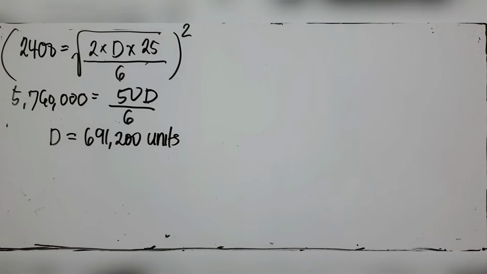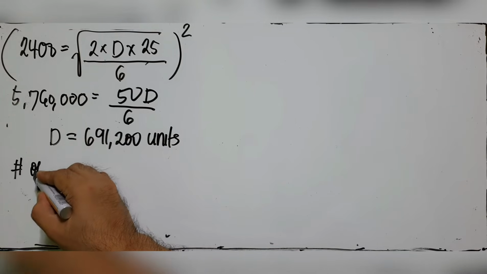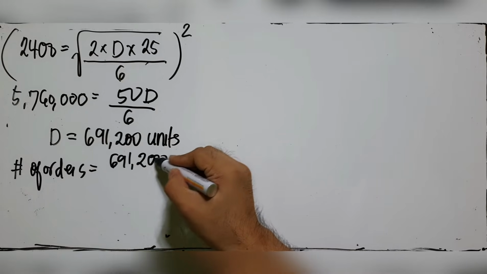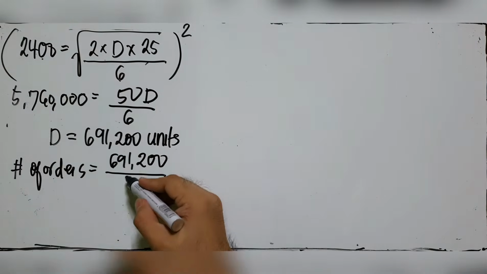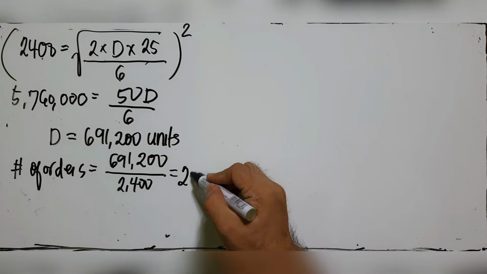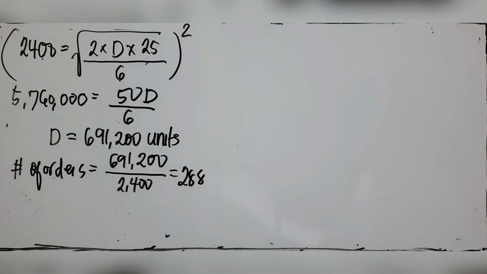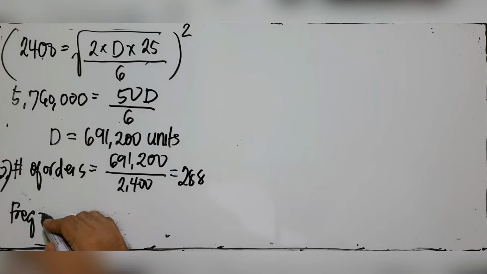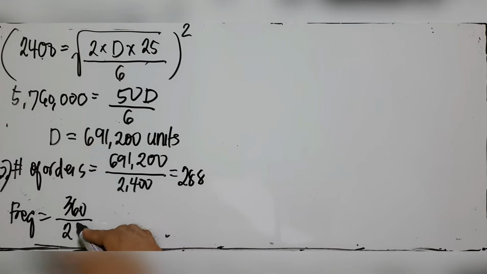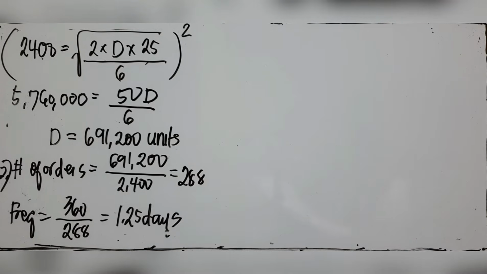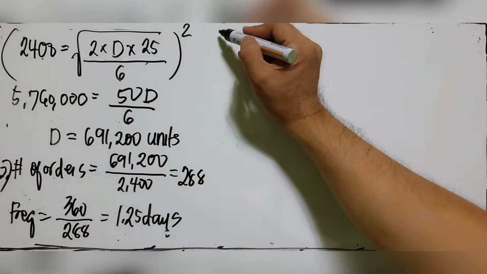Number 2 is frequency of order. Let's first find the number of orders. So how do we get that? The demand is 691,200 units over the size of your order, which is your EOQ of 2,400. So how many orders are we going to place all throughout the year? That is 288 orders. Okay? So to answer number 2, frequency is equal to 360 days over 288 orders. So the answer is 1.25 days.